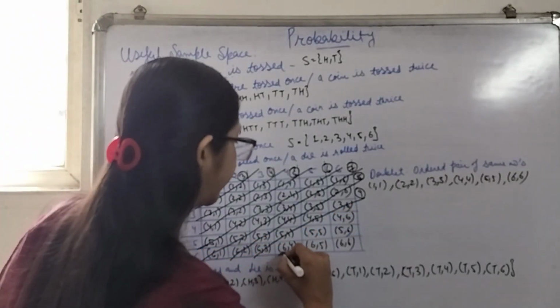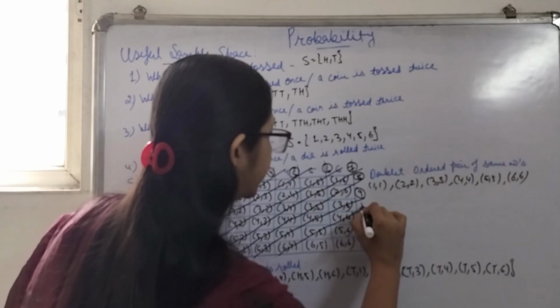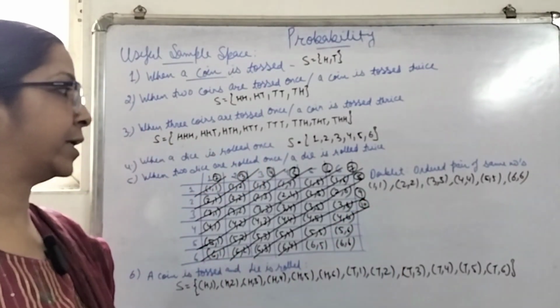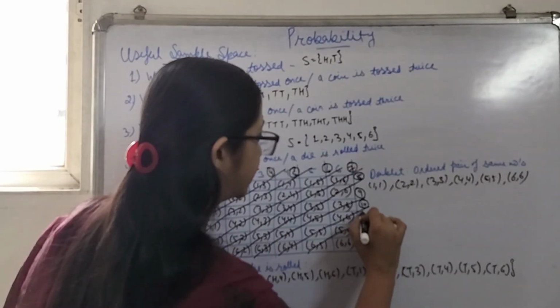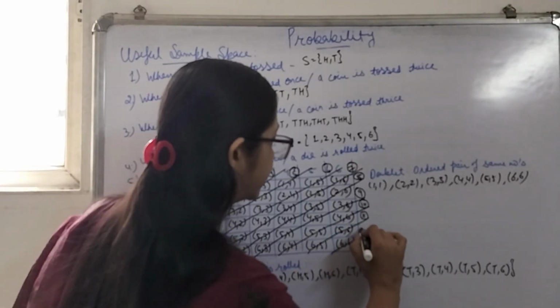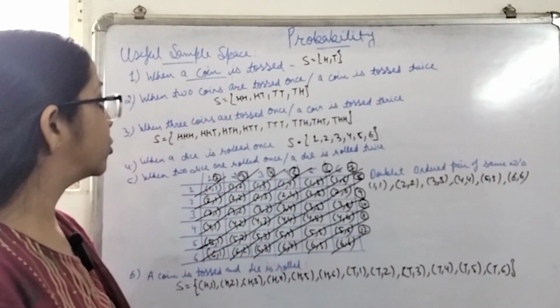Sum will be 10 if it is (6, 4), (5, 5) or (4, 6). In this case, the sum will be 10. Sum will be 11 when it is either (6, 5) or (5, 6). It is the case when the sum will be 11, and this is the case when the sum will be 12. So these are the numbers.